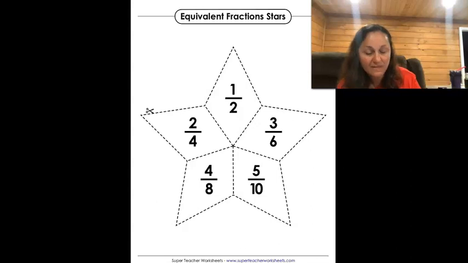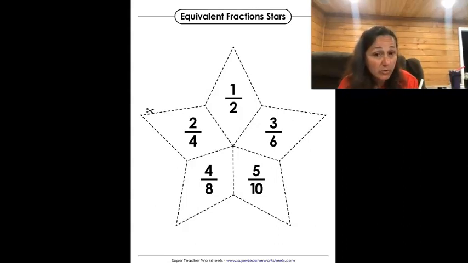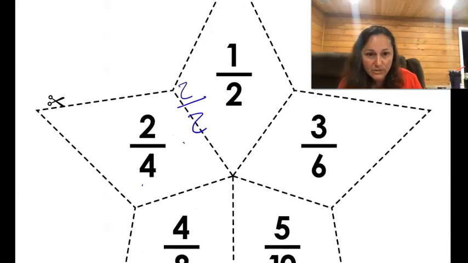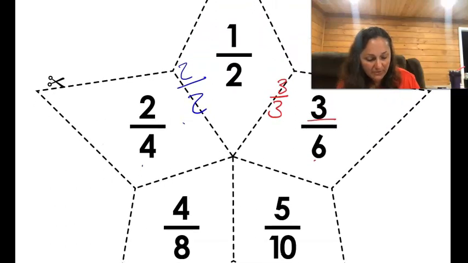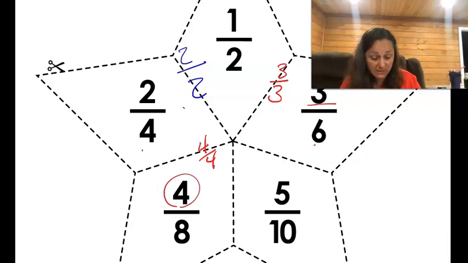Looking at this, this is called an equivalent fraction star. But what I'm trying to show you now is it doesn't have to be just 2. So 1 times 2 is 2. 2 times 2 is 4. That fraction works. What did I multiply 1/2 by over here to get 3/6? 3 over 3. So 1 times 3 is 3, and 2 times 3 is 6. Let's look. 1 half, I'm going to multiply it times what to get 4 eighths? If I multiply it by 4 over 4, 1 times 4 is 4, and 2 times 4 is 8.